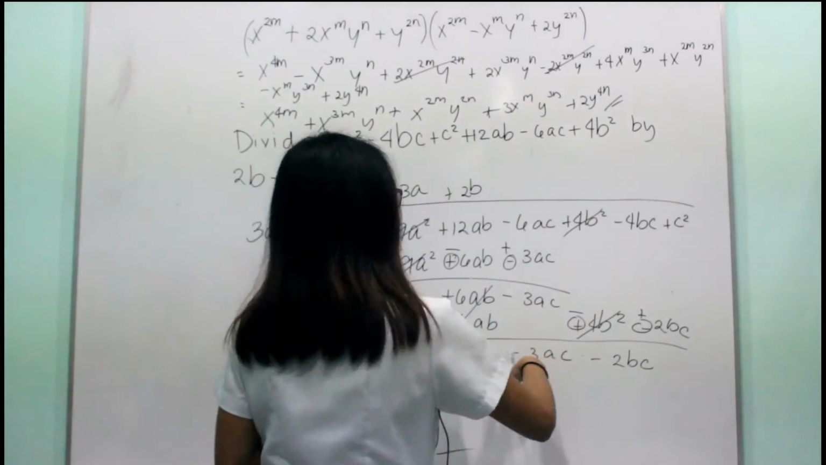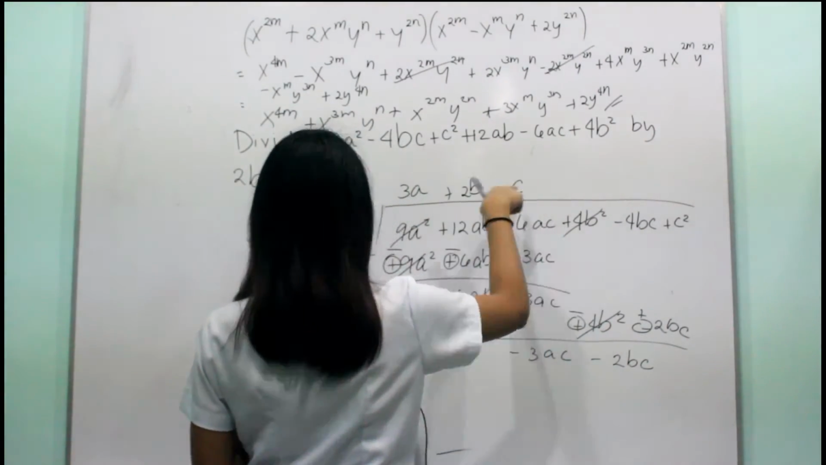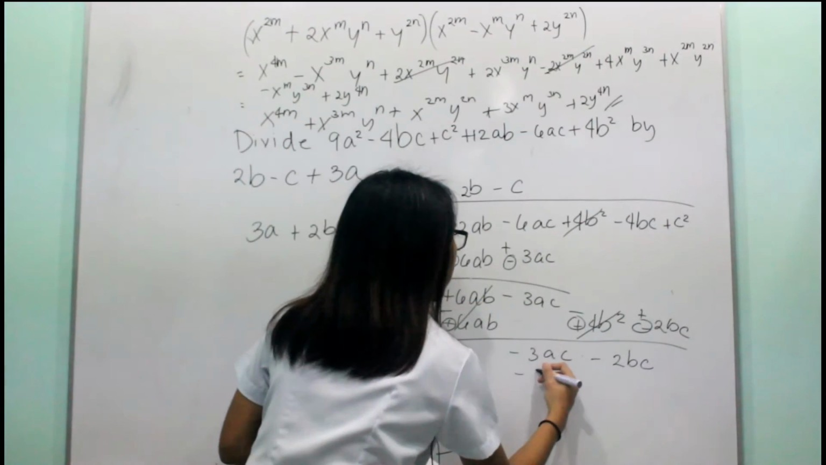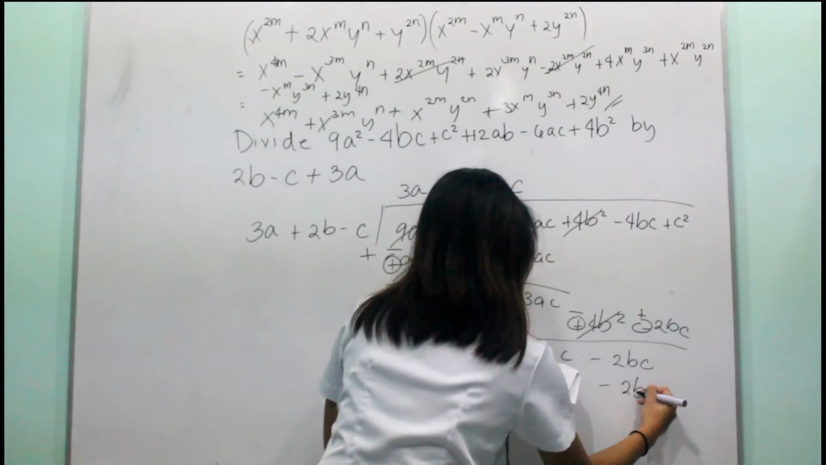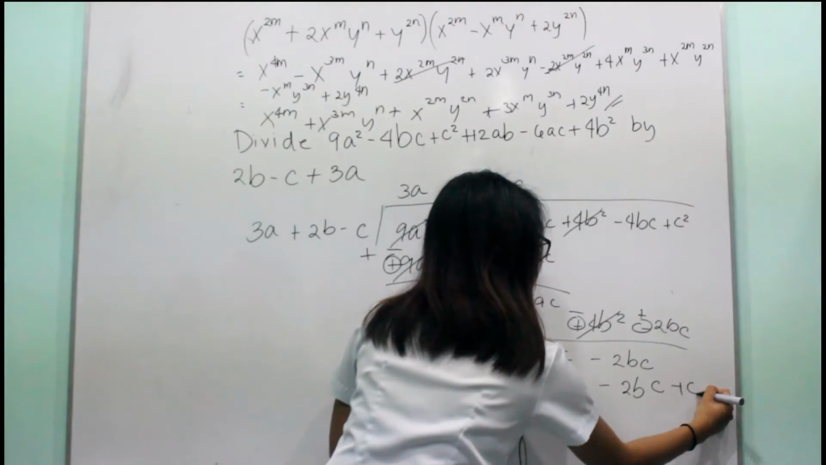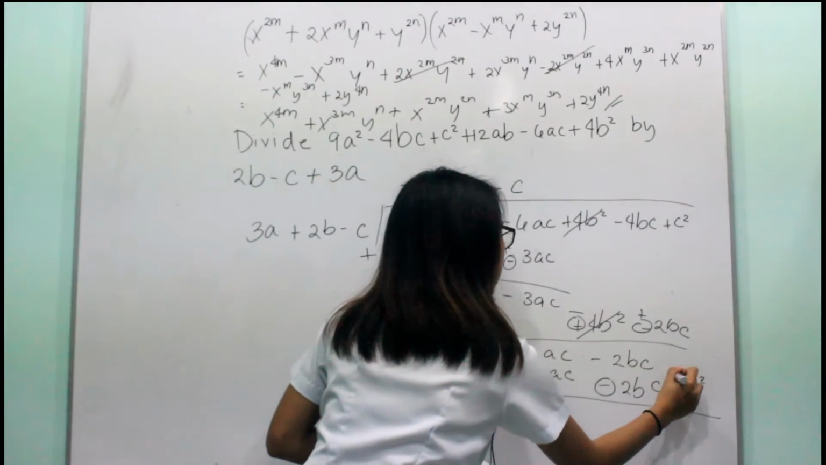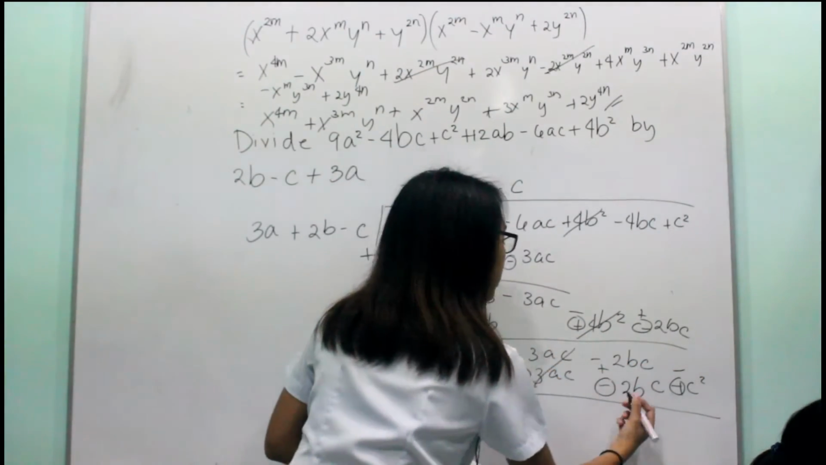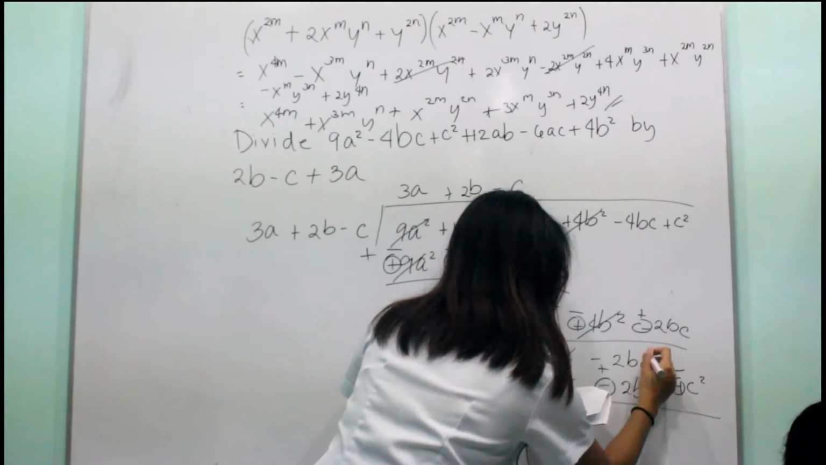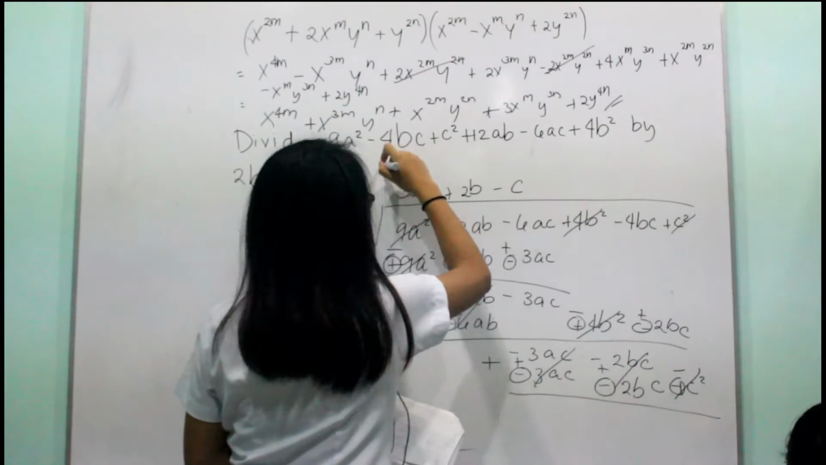So divide negative 3ac by 3a again, so negative c. Then multiply negative c to the divisor again, so negative 3ac, negative 2bc, and positive c squared. Change the signs: negative, positive, positive, proceed to addition, cancel, cancel the negatives, cancel and cancel. So this is the answer.